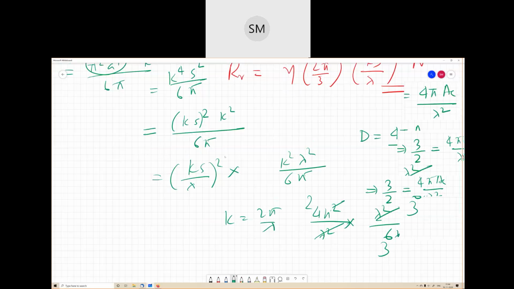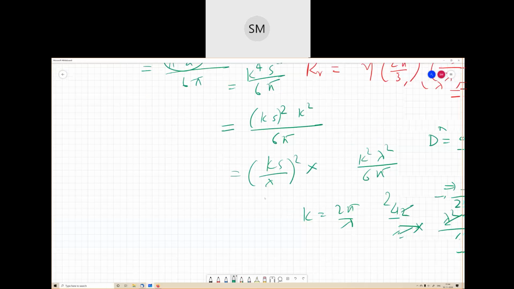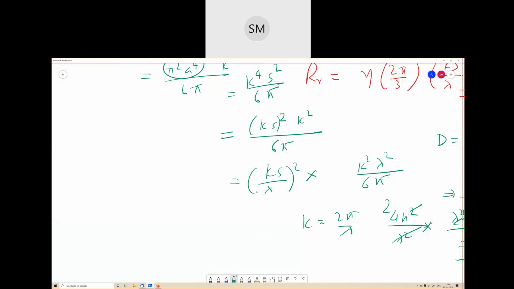Here, K square by 6 pi, right? What is K? 2 pi by lambda square. You put it, you will get the answer. That is how it is coming. Any other question?